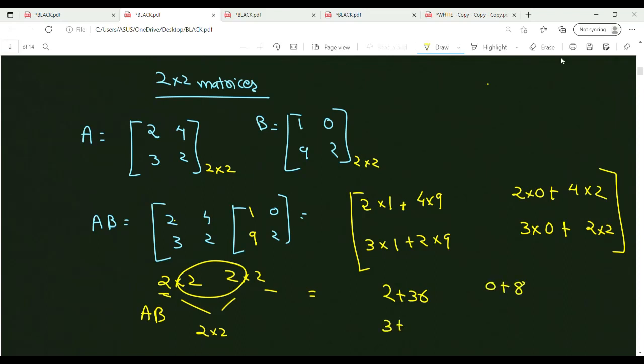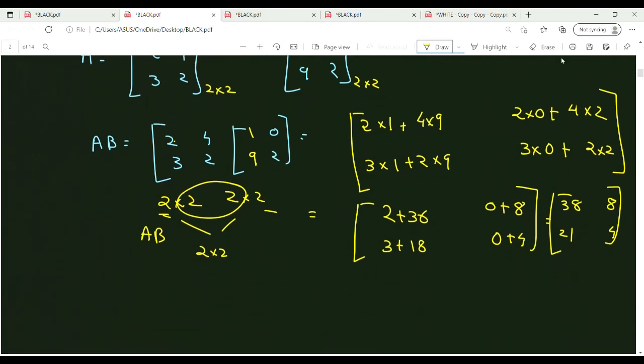So it will be 3 plus 18 and it will be 0 plus 4. So then the resultant matrix is 38, 8, 21, and 4. So this is the resultant matrix. So let me take another example.